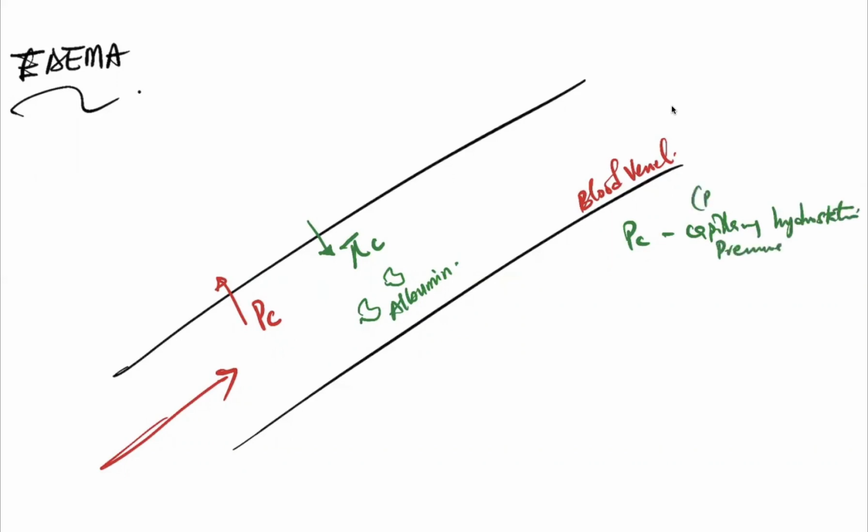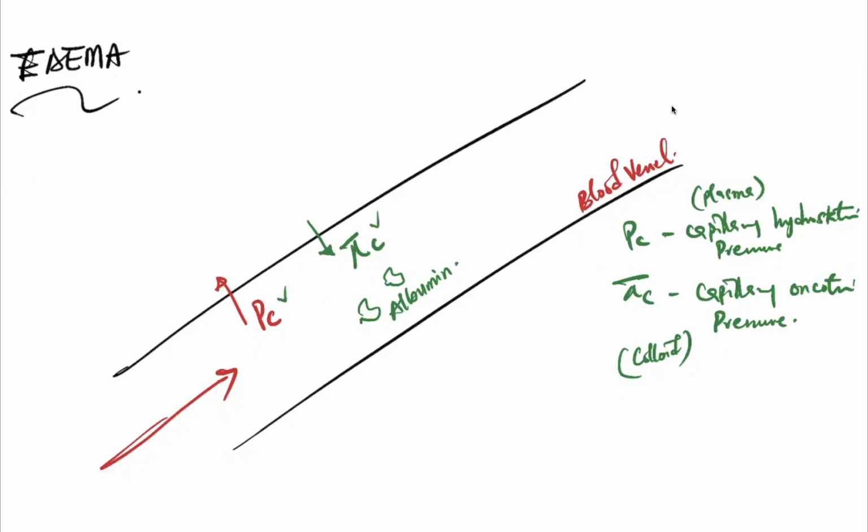Take note, sometimes they are going to write plasma hydrostatic pressure. This is capillary oncotic pressure. Sometimes you're going to hear them say colloid pressure, colloid osmotic pressure. The same thing, doesn't really matter much, right? So we have one force driving fluid out of the blood vessel, the capillary hydrostatic pressure, and we have one force trying to bring fluid into the blood vessel, the capillary oncotic pressure.